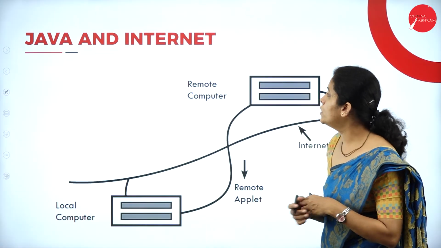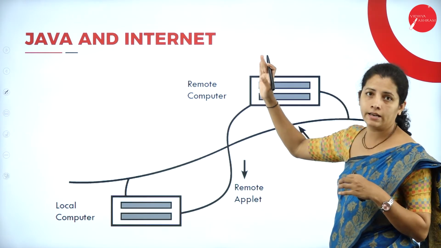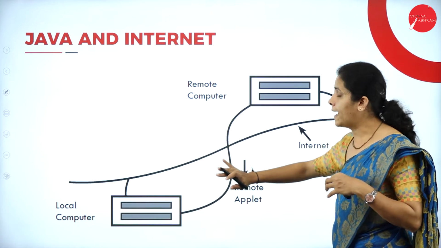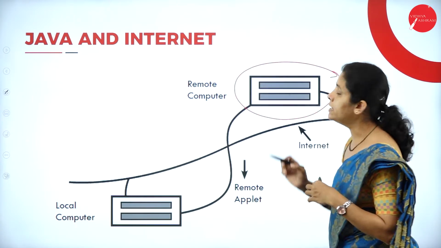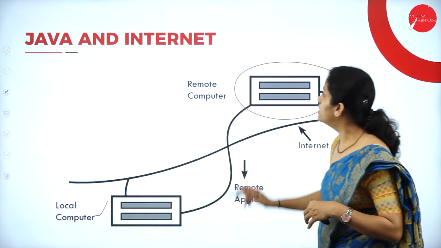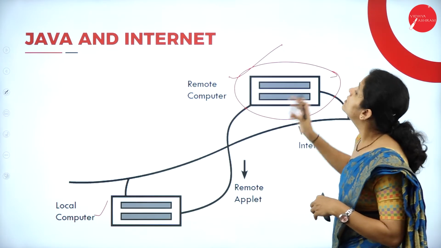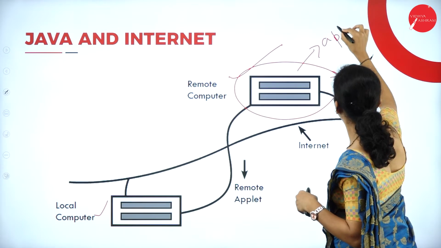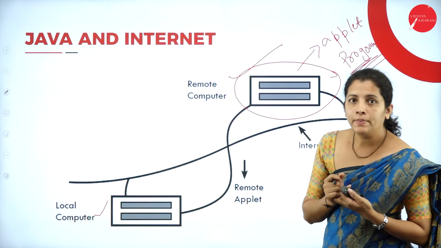Moving further, I'm going to have the relationship between Java and internet. That means how the local computer can access the applet program which is stored in the remote computer. So here I'm going to have a local computer and a remote computer. The remote computer contains some applet programs. So what are applet programs?